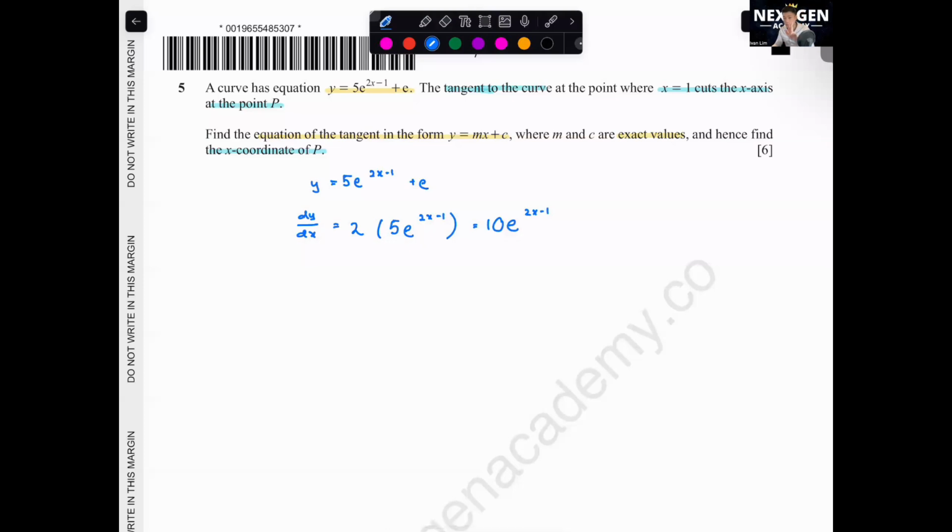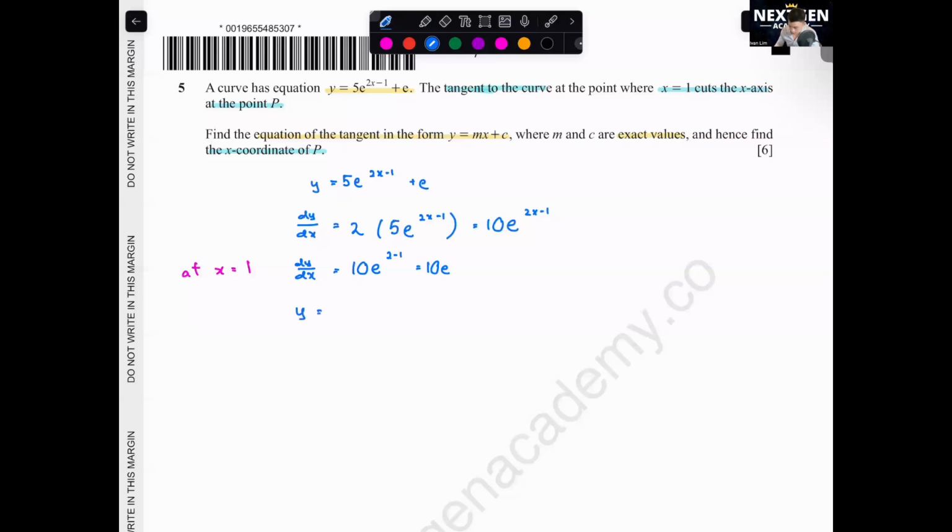Okay, remember we need 3 things now. We just need 1 gradient, and x and y coordinate. So now dy over dx represents your gradient function. So they gave us x equals 1. So just right here at x equals 1, what's your dy over dx value? dy over dx will be 10e^(2-1), which equals 10e.